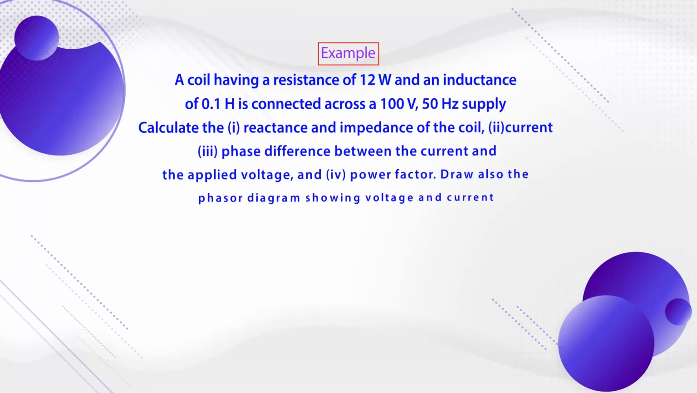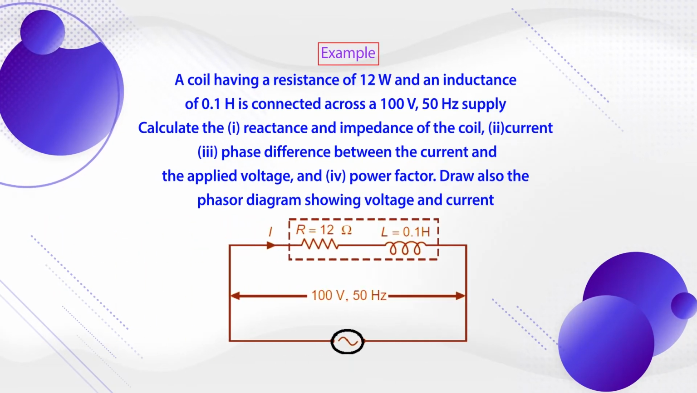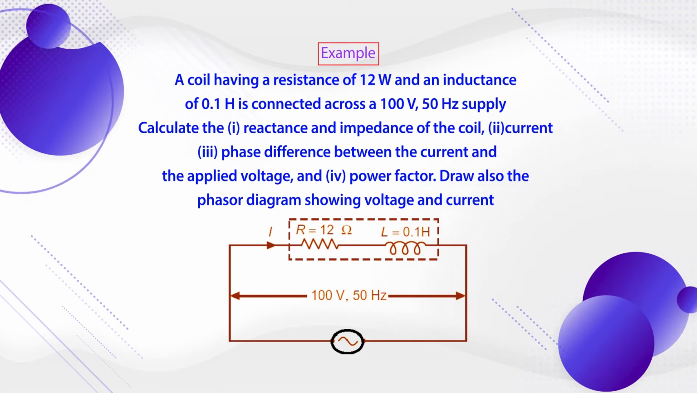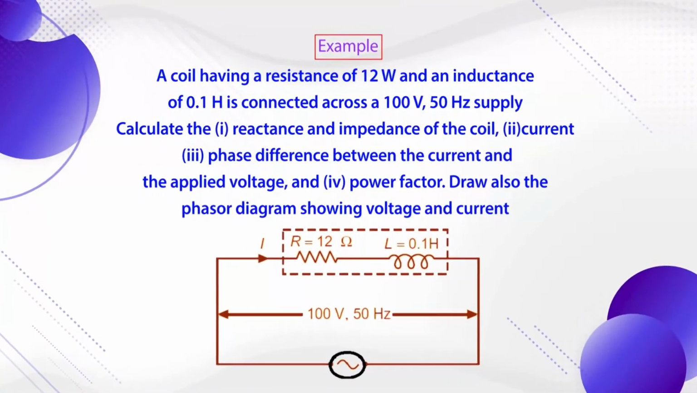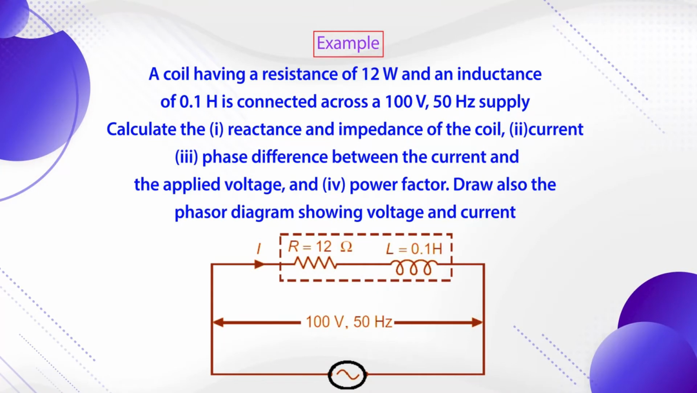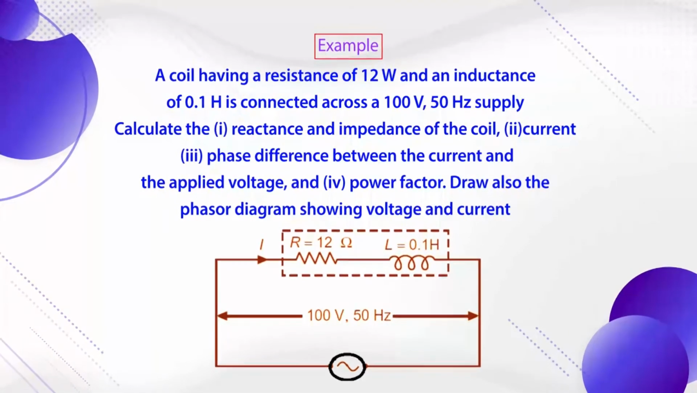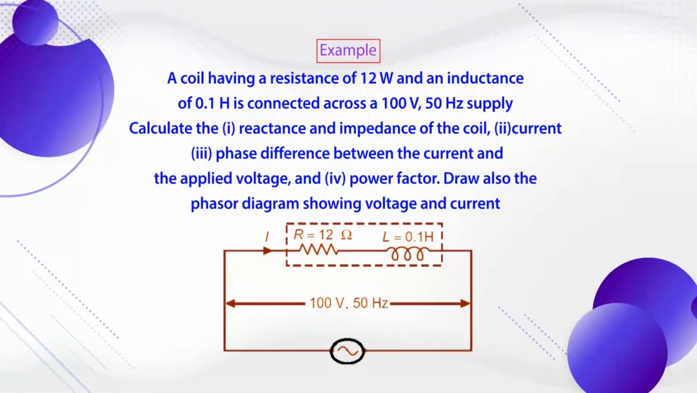Now we can take one example to make you understand how you can find out the reactance, impedance, phase difference and power factor. So here you can see one circuit has been considered. A coil having a resistance of 12 ohm and inductance of 0.1 henry is connected across a 100 volt, 50 hertz supply. Now you have to calculate the reactance and impedance of the circuit. Second, you have to calculate the value of the current, that is I, third is the phase difference between the current and applied voltage, and fourth one is the power factor. And you have to draw the phasor diagram for this particular circuit.